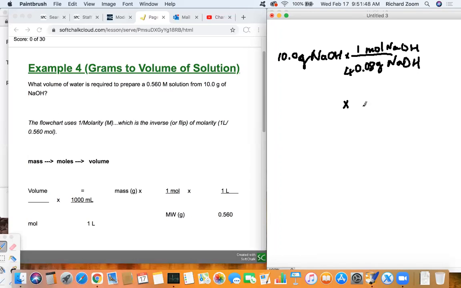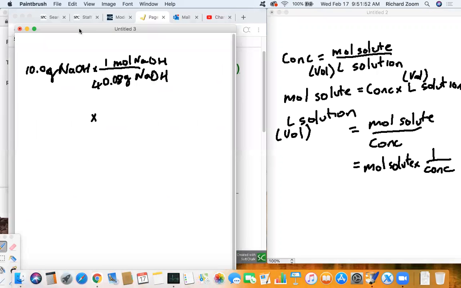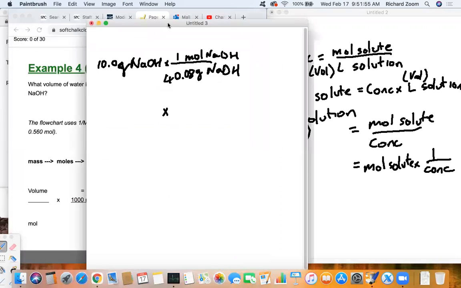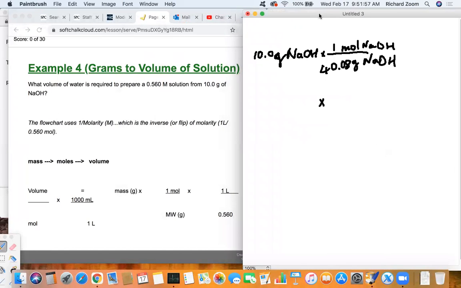And then, according to my equation over here, we've got moles of NaOH right now. We need to divide by the concentration. Now look what the concentration is. It's 0.560 moles per liter. But we want to divide by that. So how would we do that? Well, we divide by that by multiplying by 1 liter over 0.560 moles of NaOH.